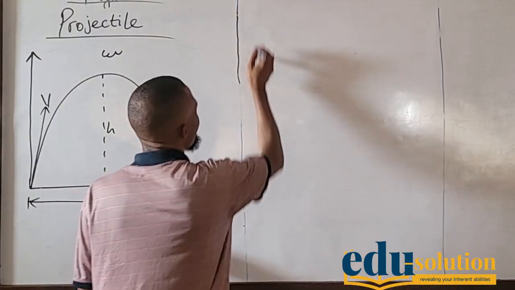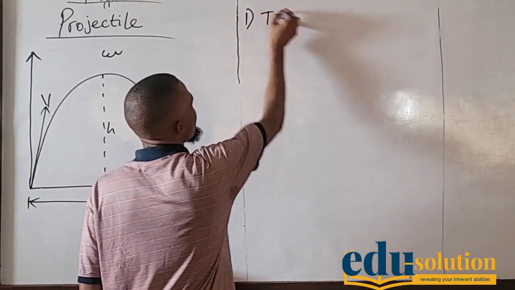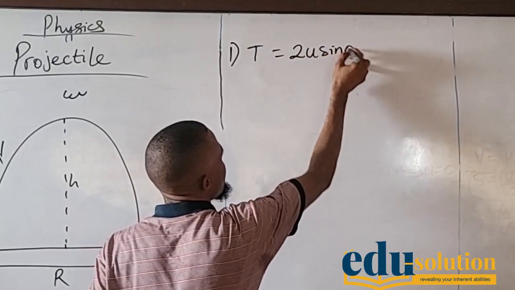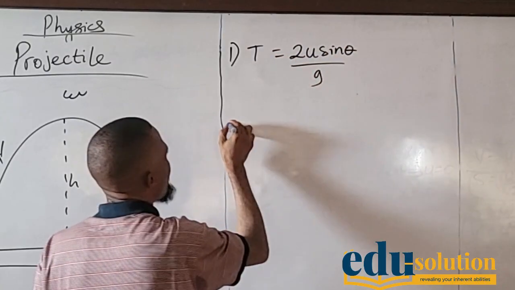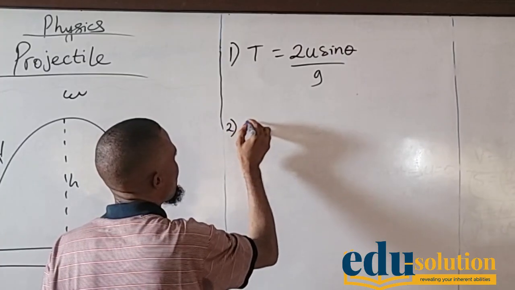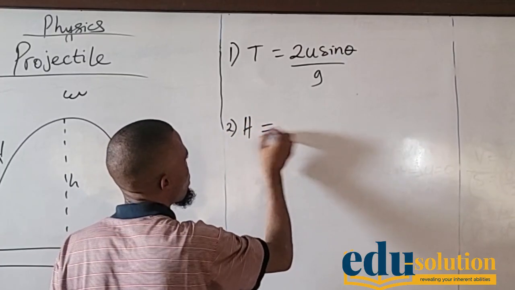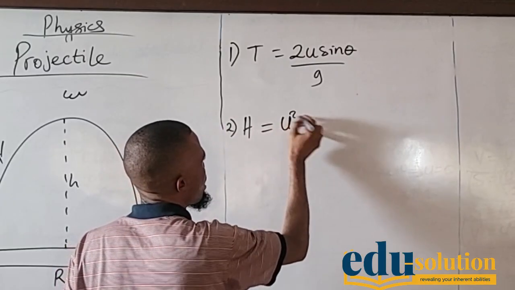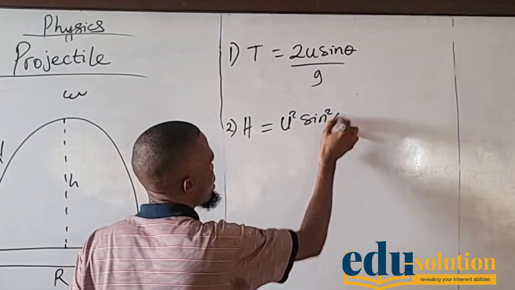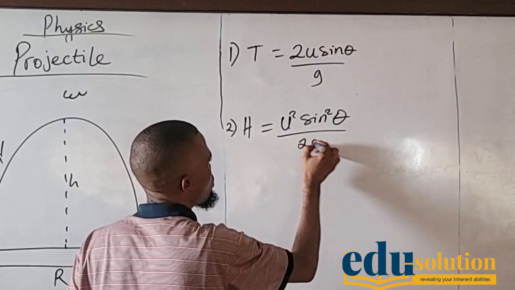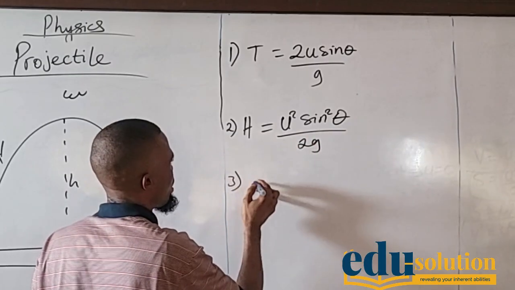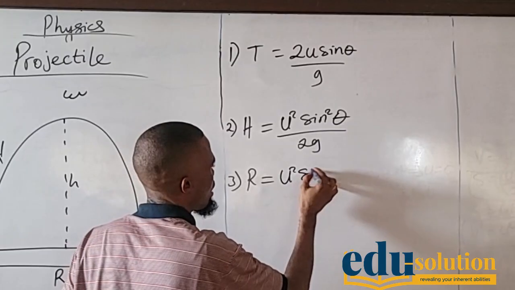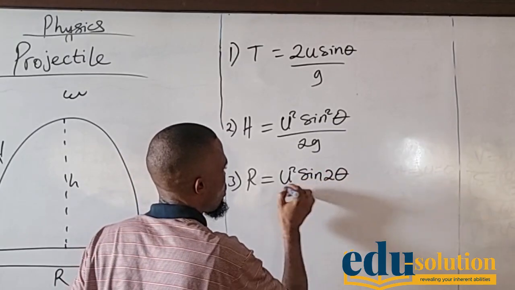So let me bring them out. We have the first one, number 1. We have time of flight, which is equal to 2u sine theta over g. We have number 2. We have maximum height, which is h, is equal to, sometimes you can write h maximum, it's the same thing, u squared sine squared theta over 2g. And then finally we have range is equal to u squared sine 2 theta over g.